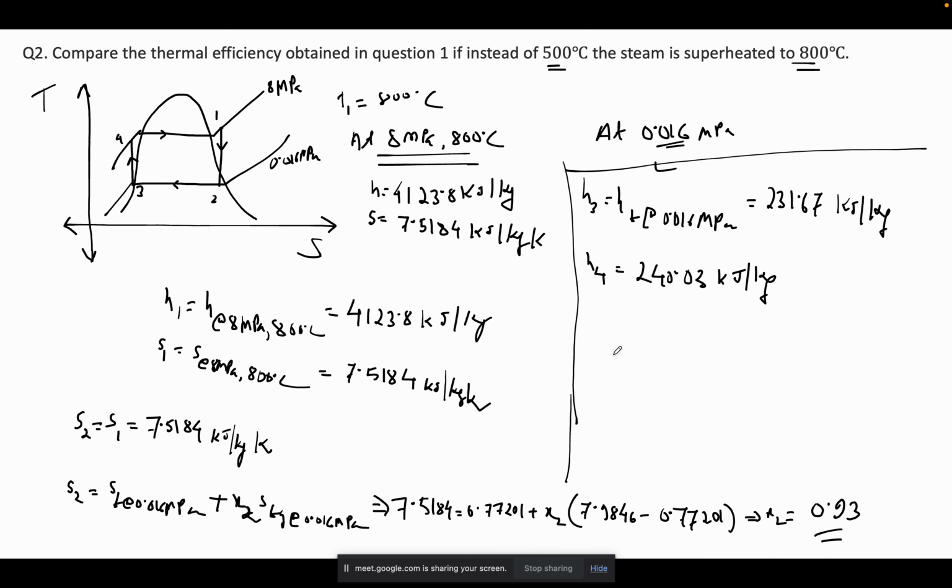Now you have to calculate the thermal efficiency. Eta thermal is 1 minus Q2 divided by Q1, which we have already defined. This is your Q2 and this is your Q1. So Q2 is H2 minus H3 and Q1 is your H1 minus H4. Put all these values.